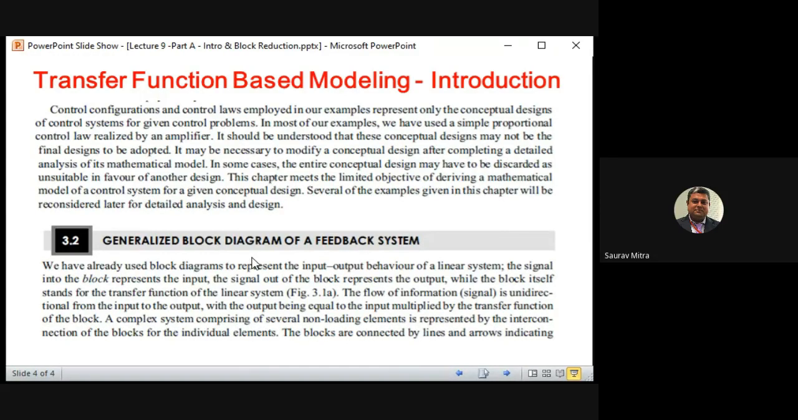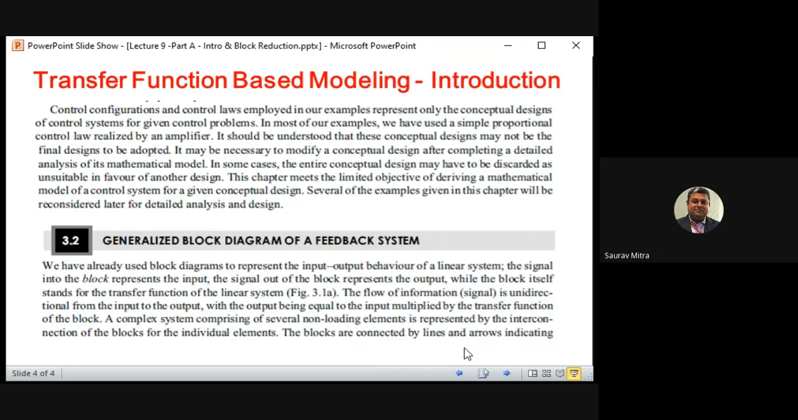This chapter meets the limited objective of deriving a mathematical model of a control system for a given conceptual design. Several examples will be considered later for detailed analysis and design. We have already used block diagrams to represent the input-output behavior of a linear system. I told you it always takes a linear system and finds a transfer function. It cannot take any initial condition, so all initial conditions are considered zero while finding the block reduction.